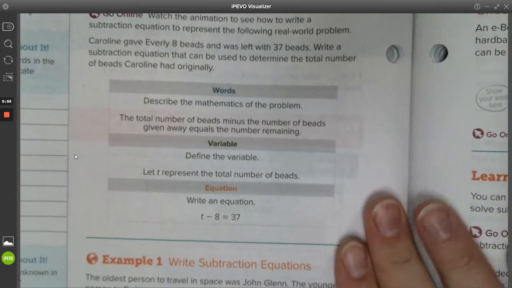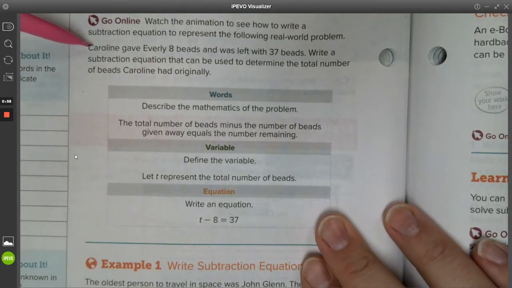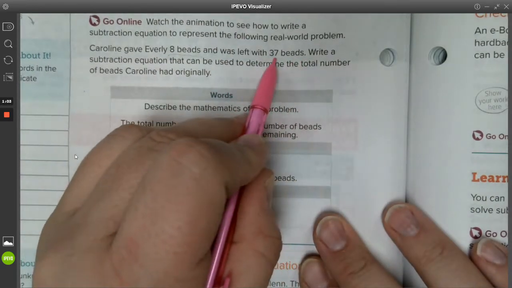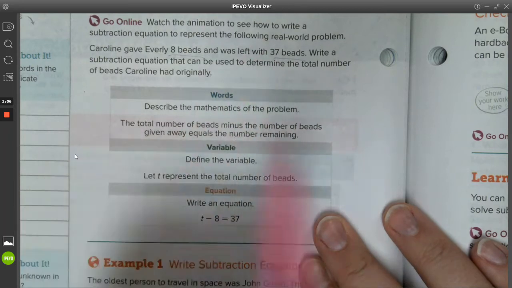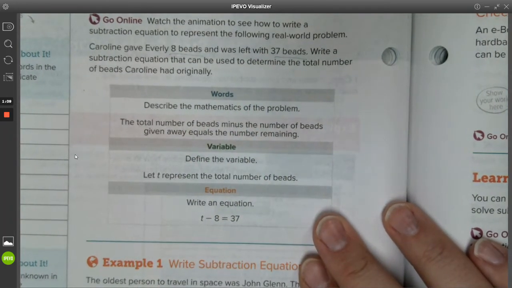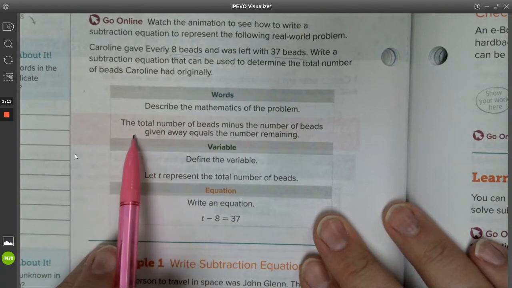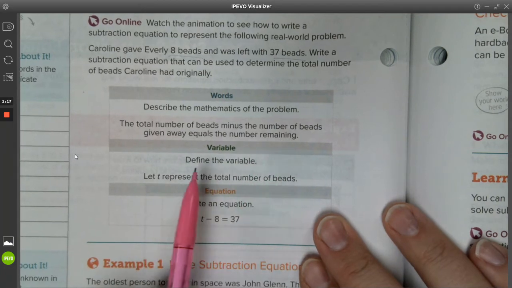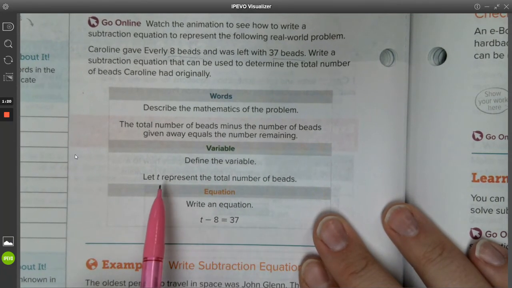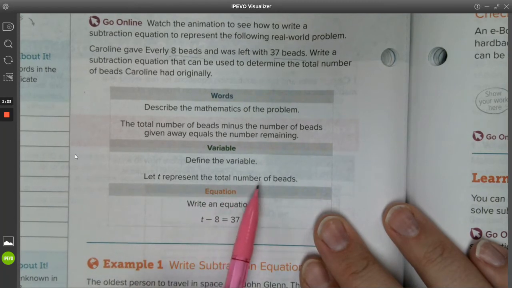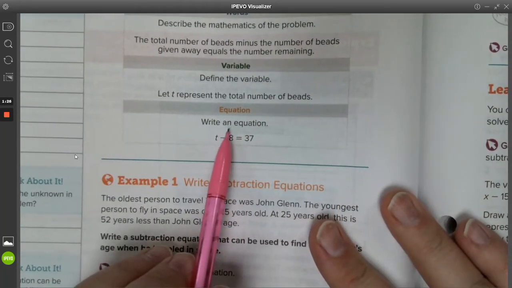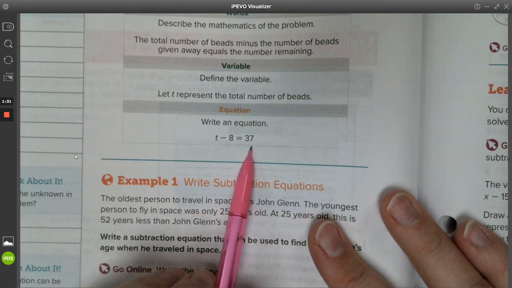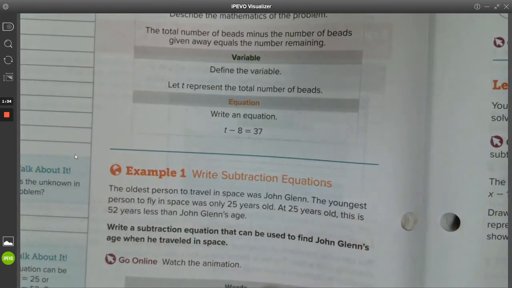So if we were doing the problem here, Carolyn gave Everly 8 beads and was left with 37 beads. We're going to write a subtraction equation that can be used to determine the total number. So first thing we need to do, pick out the important words. Total number of beads minus the number of beads given away equals the number remaining. We're going to define the variable, and we're going to use T to represent total number of beads. Now we can write the equation. T, meaning the total number, minus 8 equals 37. So that's how we would write this equation here.